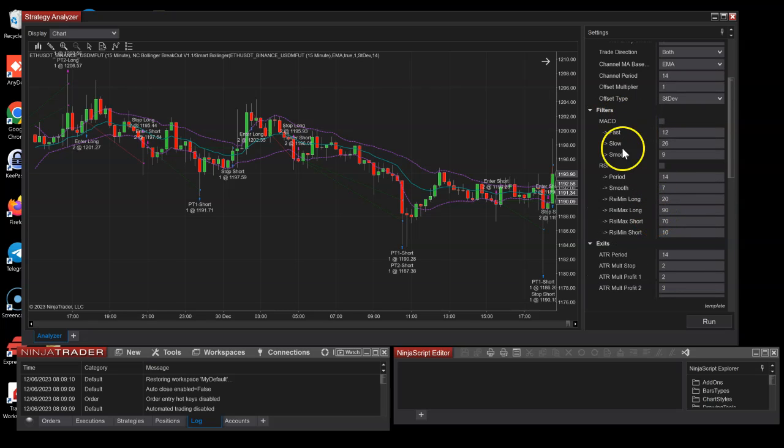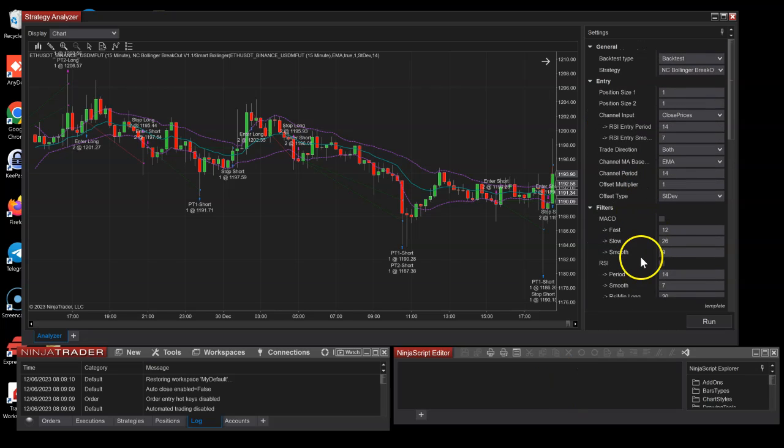Okay, so there's a break even that can turn on and off. And there are filters, so MACD and RSI. We're going to get to those later. And there's also stuff like trade direction, channel period, and the offset of the channel can be done using standard deviation 1 or more or less, or ATR. So, for example, okay.